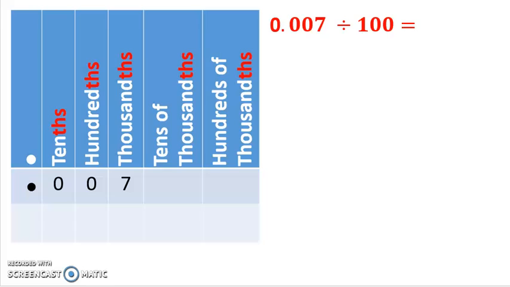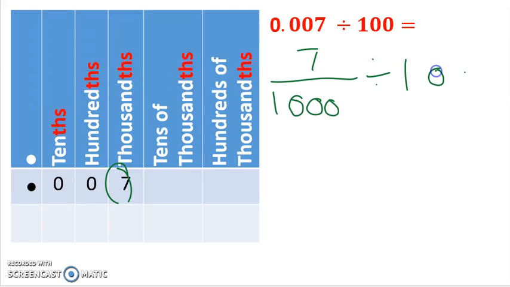Let's see if that happens with dividing by 100. So we're going to take the only number that we have to worry about in this question, which is the 7 thousandths. And we're going to divide by 100 this time. So we've got 2 zeros in 100.